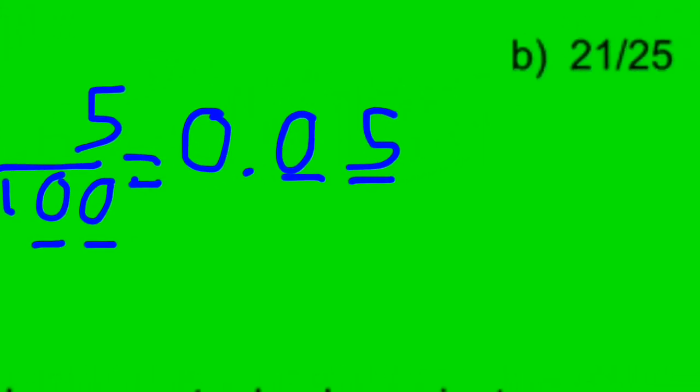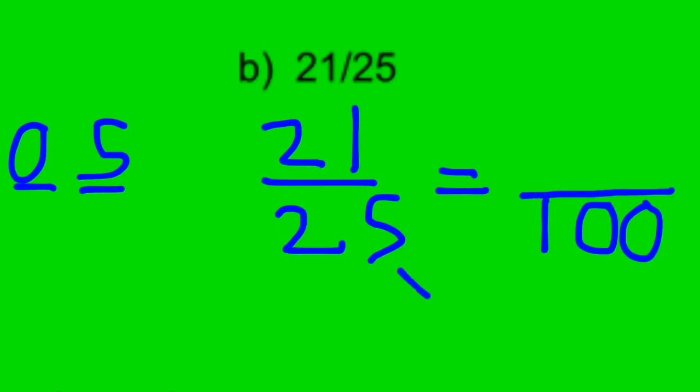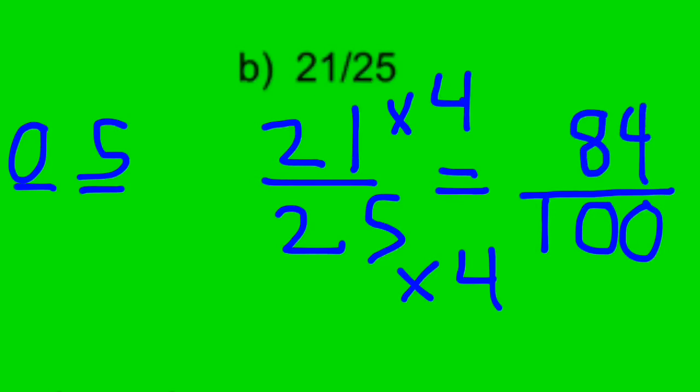I'm going to do another one like that. There's another example here: 21 over 25. What I recognize right away is that I can convert this to a fraction out of 100. I can do that by multiplying by 4. If I multiply the denominator by 4, I have to multiply the numerator by 4, and that gives me 84 over 100.